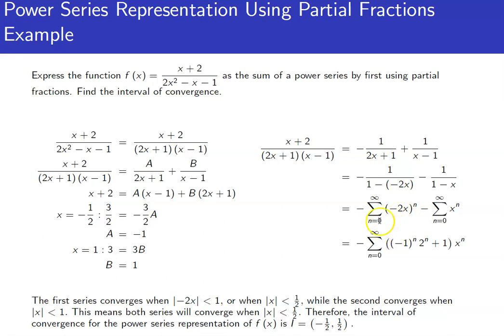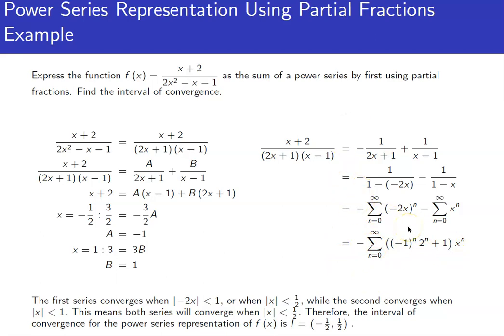And then now we've got two things and can combine like terms. In particular, we can factor out an x to the n. So we'll get negative 1 to the n, 2 to the n, plus 1 here, and factor a negative out in front.